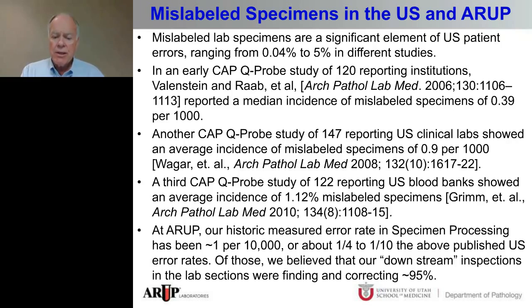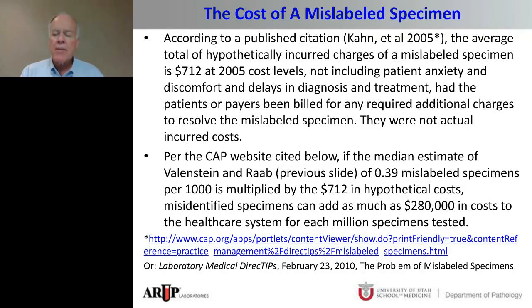In addition, we believe that through our downstream inspections and corrections, we're finding and correcting about 95% of those errors of 1 in 10,000. So the errors that got out the door, that escaped our inspection, were perhaps on the order of 1 per 200,000. So that's what we believed. However, we felt that that wasn't good enough. A mislabeled specimen is quite significant.